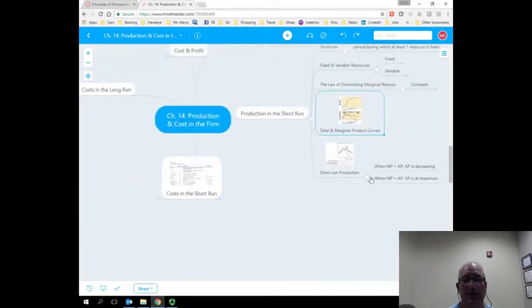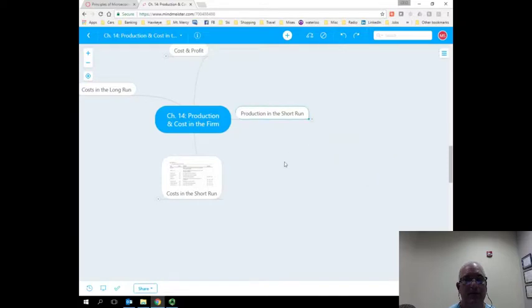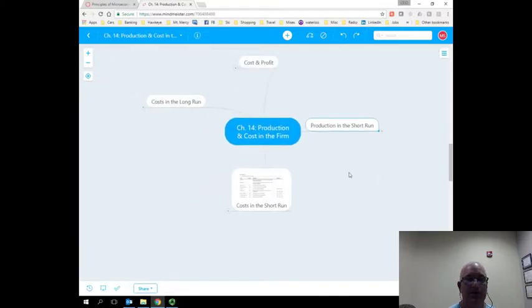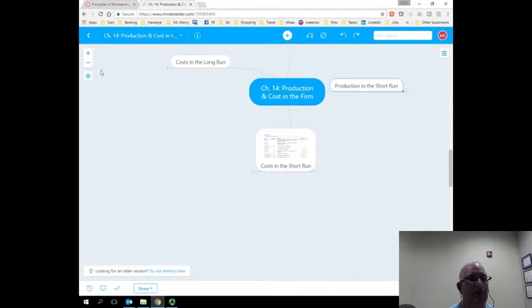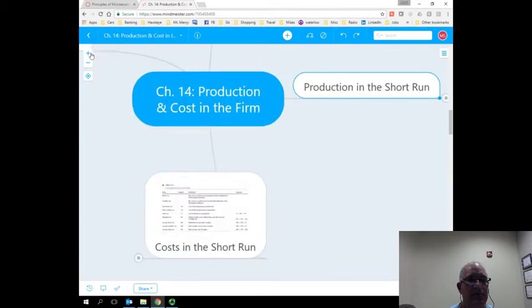Okay, so that does it for the second component of production and cost of the firm in the short run. We just looked at production. Now we're looking a little bit more closely at costs. Okay, we'll look at costs now. Let me zoom in real quick here.